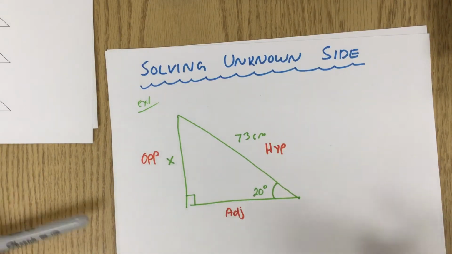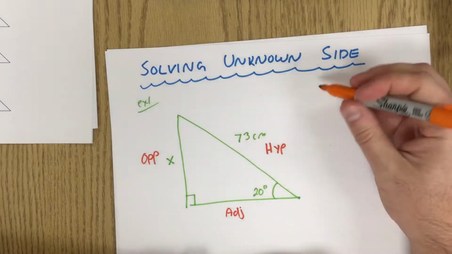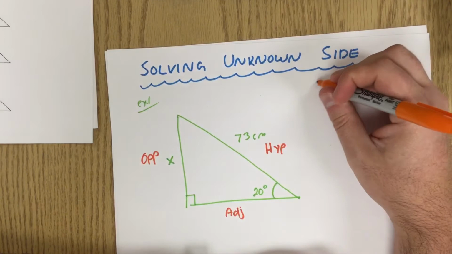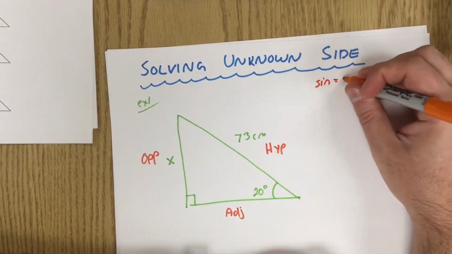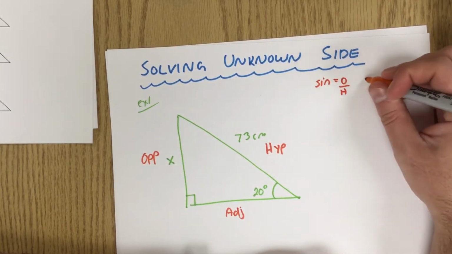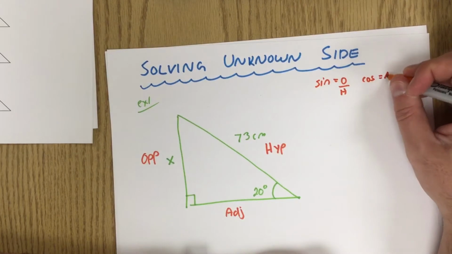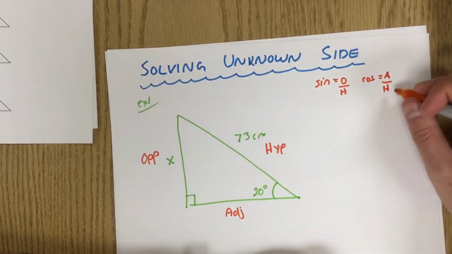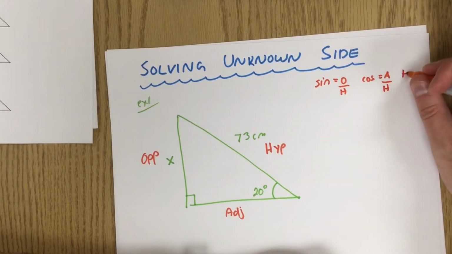Now, we know the ratios. Sine is opposite over hypotenuse, cosine equals adjacent over hypotenuse, and tangent equals opposite over adjacent.